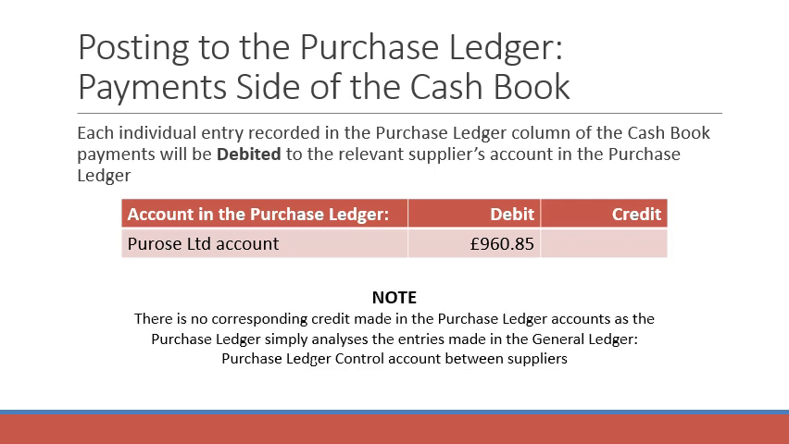As was the case with the sales ledger, please note that there isn't a corresponding credit to that debit, simply because the purchase ledger only provides an analysis of the purchase ledger control column in our general ledger. It doesn't do anything more than that.